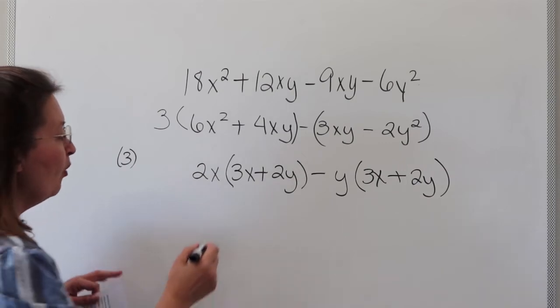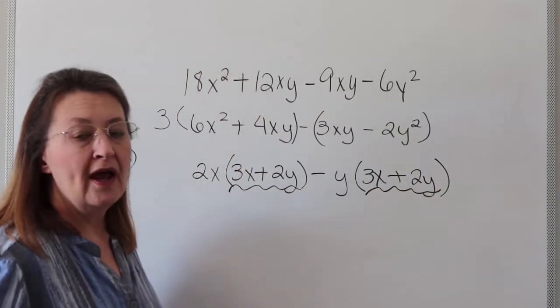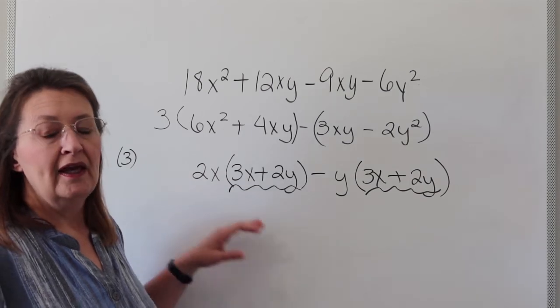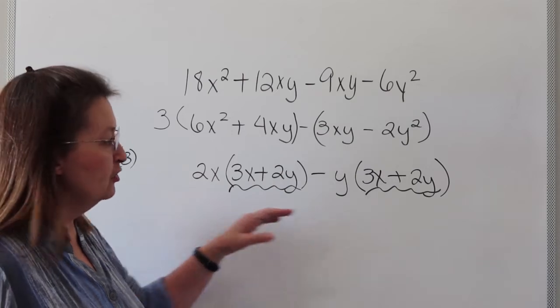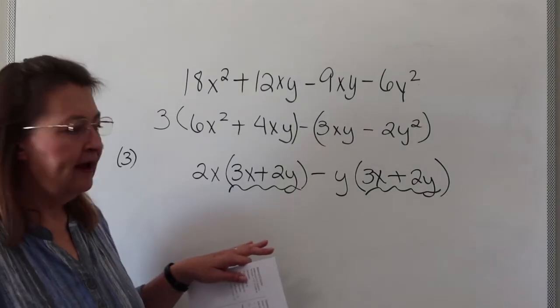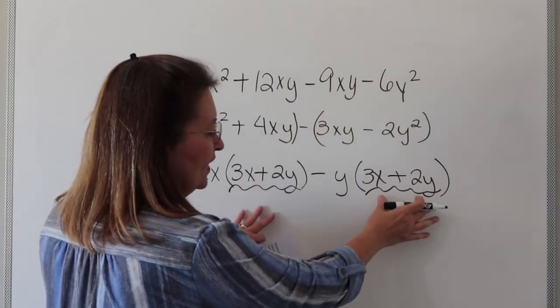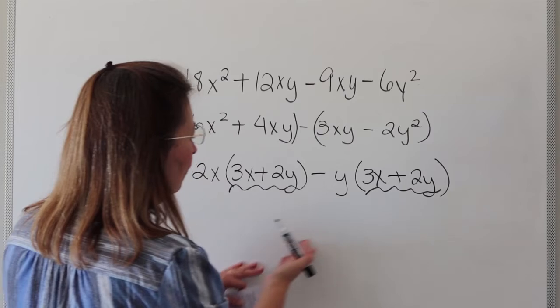Now, see, at this point, these two sets of parentheses match. They have to match right here. If they don't match, you did something wrong. So go back and check your math and see if you didn't get the greatest common factor out. Now that these two match, these become your next greatest common factor. So let's pull this out.